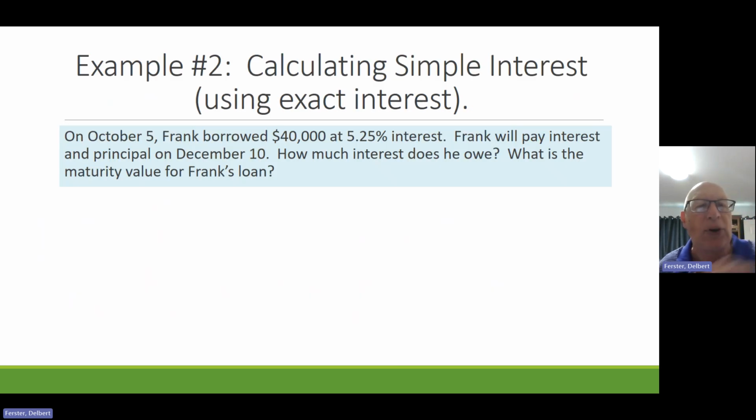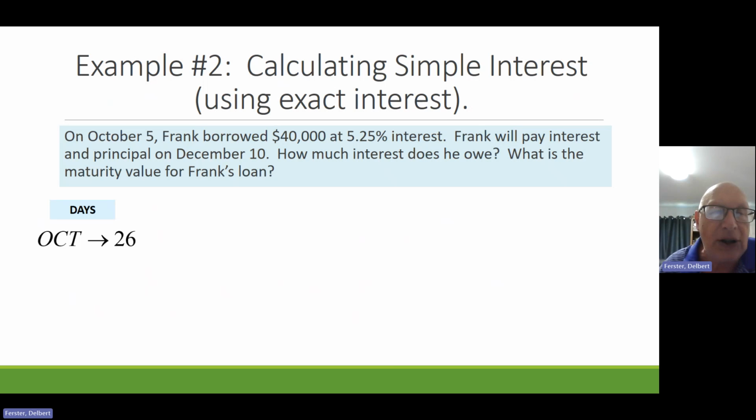All right, here's an example for exact. We got Frank, and you'll notice that Frank's borrowing on October 5th. He's taking $40,000 at 5.25%, and he's going to pay back on December 10th. So our first challenge is to track how many days pass from October 5th until December 10th. So let's attack that front. Then once we know how many days it is, it's a straight shot into the formula.